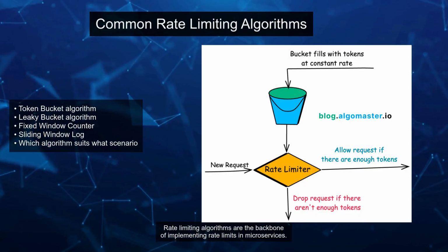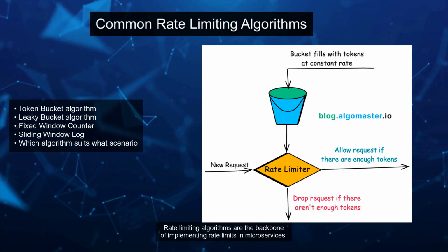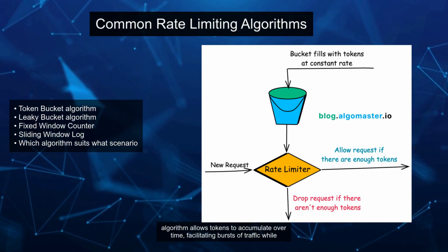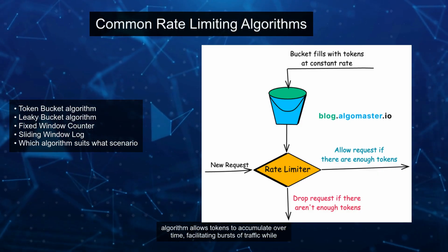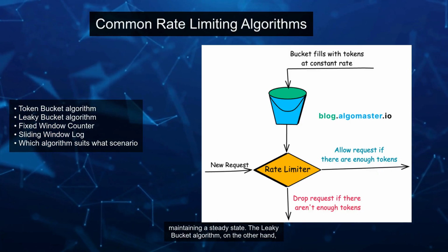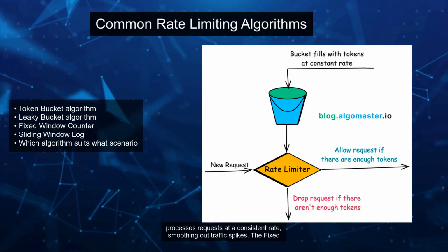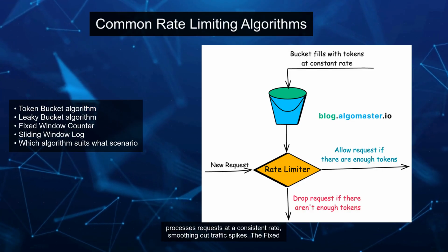Rate limiting algorithms are the backbone of implementing rate limits in microservices. Let's discuss some of the common algorithms used today. The token bucket algorithm allows tokens to accumulate over time, facilitating bursts of traffic while maintaining a steady state. The leaky bucket algorithm, on the other hand, processes requests at a consistent rate, smoothing out traffic spikes.